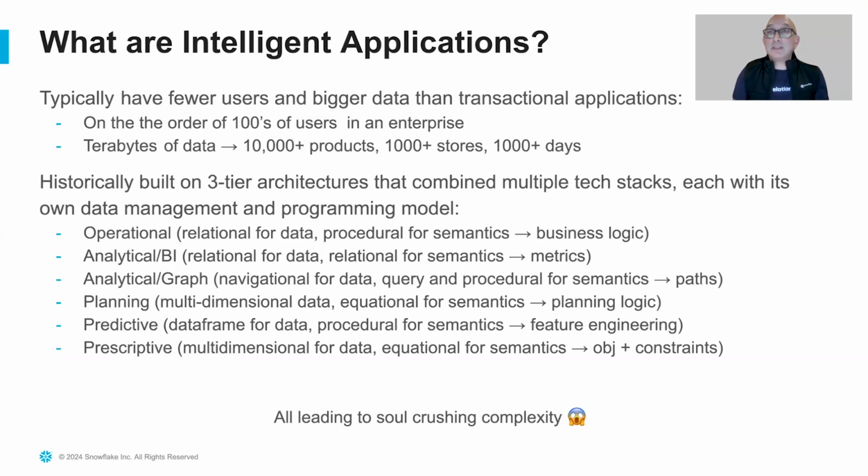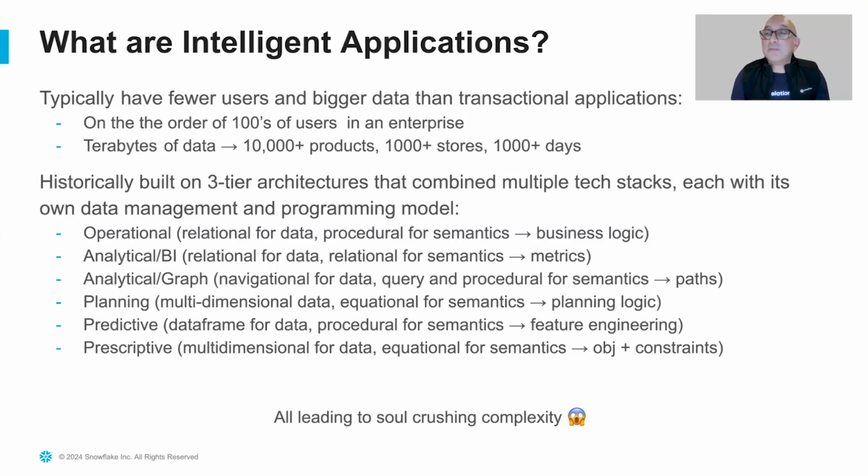These enterprise users are typically looking at lots of data because they're trying to analyze patterns from sales history, for example, of tens of thousands of products being sold in over 1,000 stores or across thousands of days as well. These types of applications have historically been built on three-tier architectures that combine different technology stacks, each with its own data management and programming model.